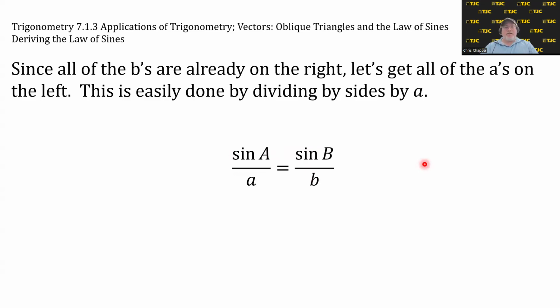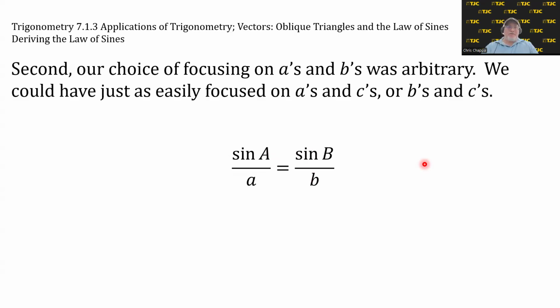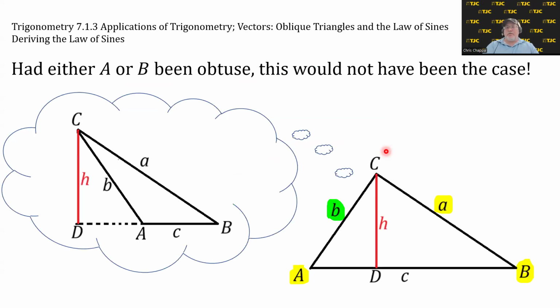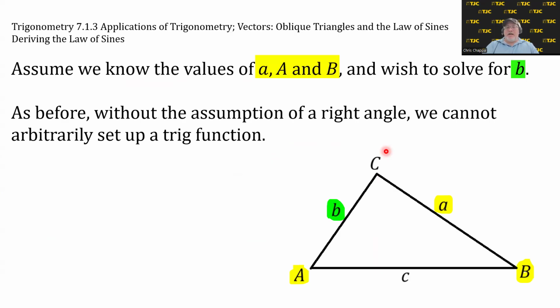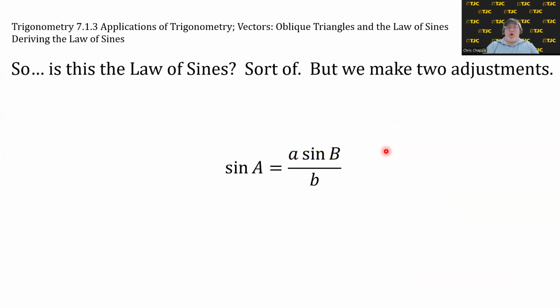Is that the law of sines? Well, again, sort of. So why is it not? Well, because second, our choice of focusing on A's and B's was arbitrary. If we go back to this picture where we started, I could have given you any two sides and their opposite angles. I could have given you A's and B's, which I did, A's and C's, which I didn't, or B's and C's, which I didn't. So our choice for A and B was somewhat arbitrary.